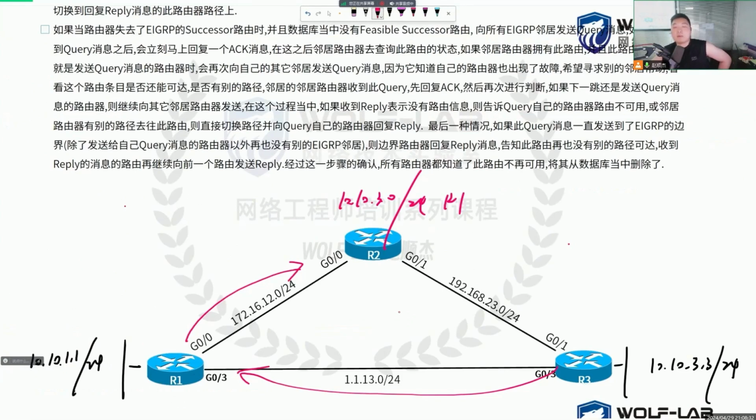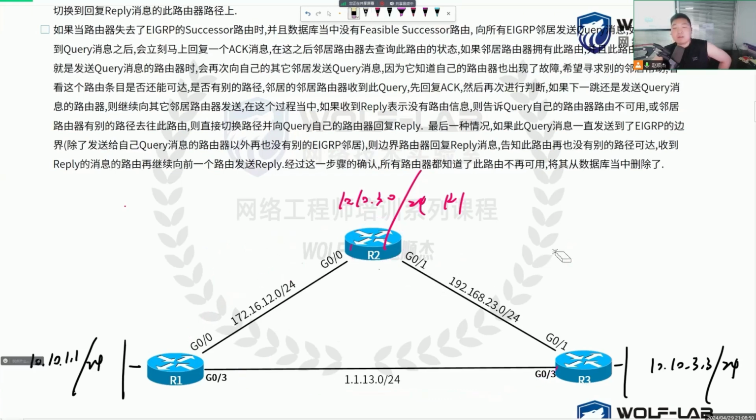Then my route itself is what you gave me. After I query, I found that this route has no other paths. It's unanswerable. We delete this entry from the database. This is our EIGRP query mechanism.